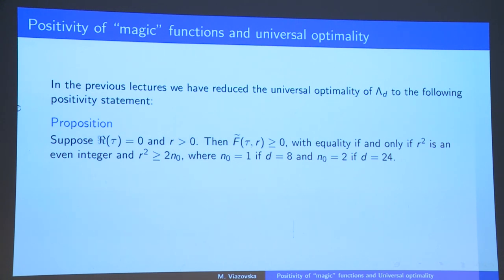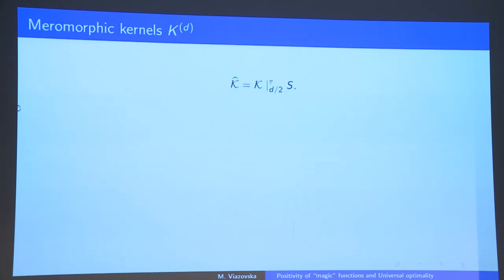This is just to recall what the meromorphic kernels we spoke about were. This kernel k hat was defined as a transformation of the kernel k we worked a lot with. So k is a function of two variables, for example tau and z, and we apply the slash operator with respect to the first variable.